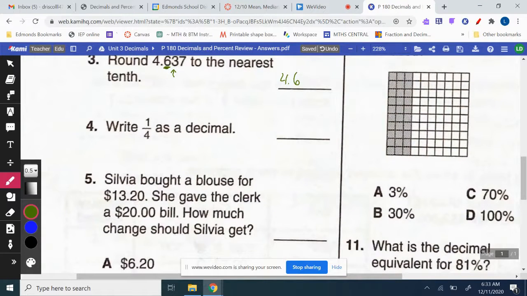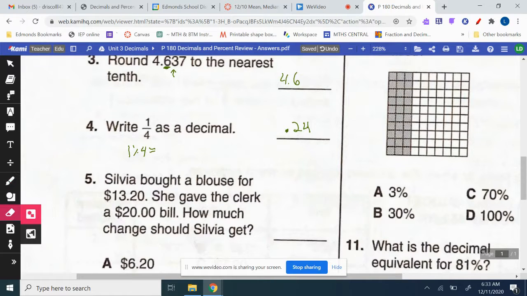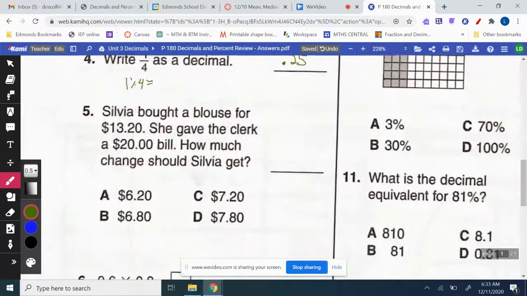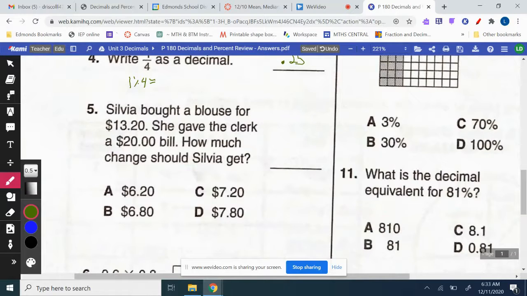Write 1/4 as a decimal. You can do one of two things. You could just know the answer, but if you don't, you can put into your calculator 1 divided by 4, and then that's going to give you 0.25. You could also think of this as 1/4, and I wrote a 4 when it should be a 5, because 1/4 is 1/4 of something, and that's how you can remember 25, like 25 cents.